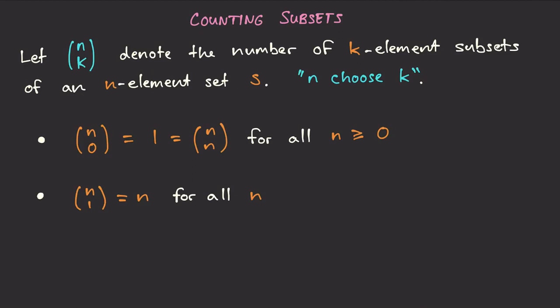Finally, I didn't actually say in the definition that k needed to be at most n. If k is bigger than n, then clearly an n-element set has no k-element subsets, but that's fine. We allow the notation to take care of that. We say that if k is bigger than n, then n choose k is 0. Note that the statement above that n choose 1 is n is also true when n is 0, because there are no 1-element subsets of the empty set.